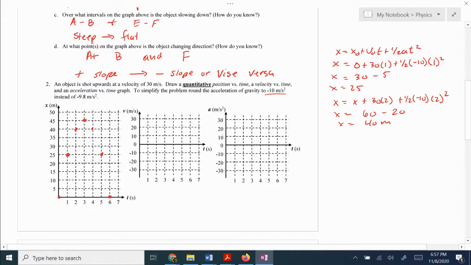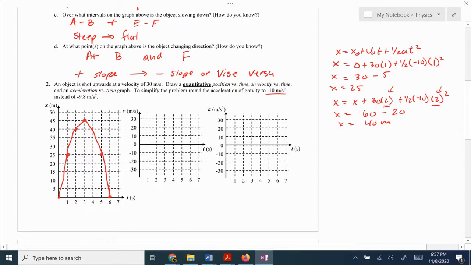0. So I just keep using the same equation. I just keep changing out the times for the next one, right? Change it out for 3, change it out for 4, change it out for 5. And what you should get is this parabola, an upside down parabola, looks like that.